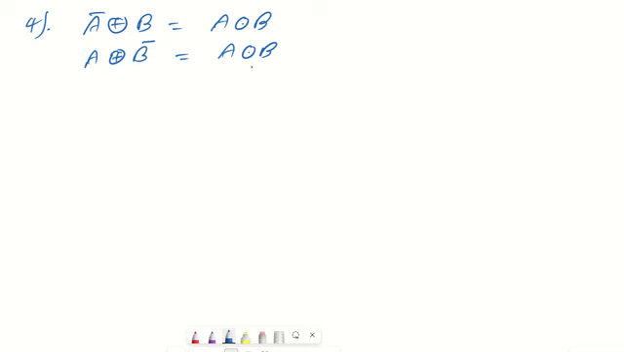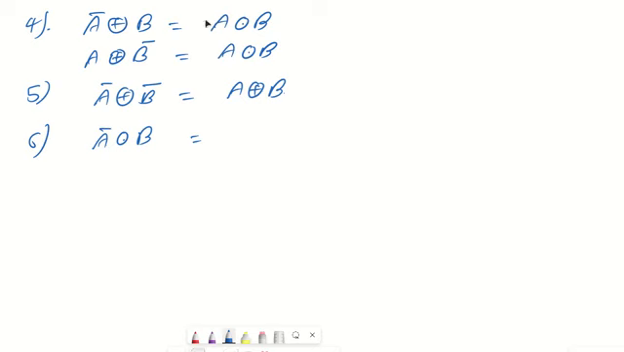Now let us say I talk about a bar XOR b bar. This is going to give me a XOR b, okay. And the next one, a bar XNOR b. Just like a bar XOR b, a bar XNOR b is going to give me a XOR b. So this is very important, okay.